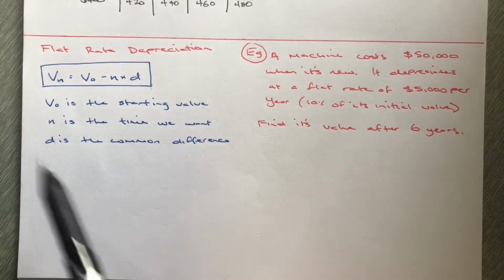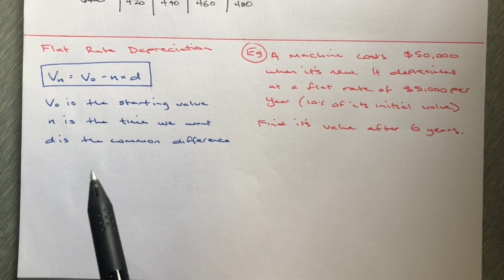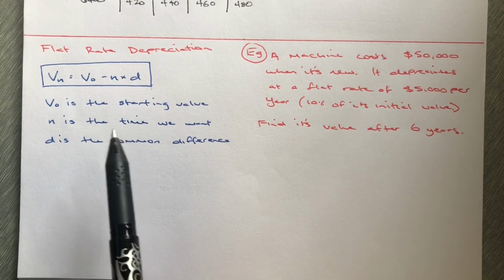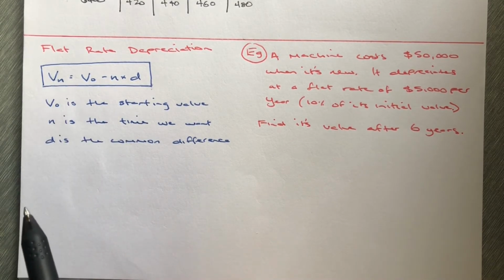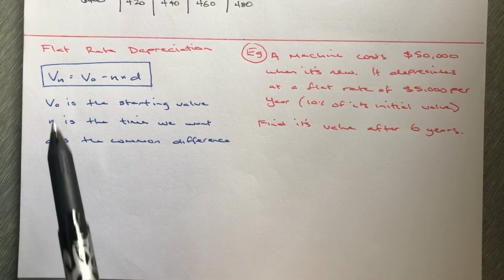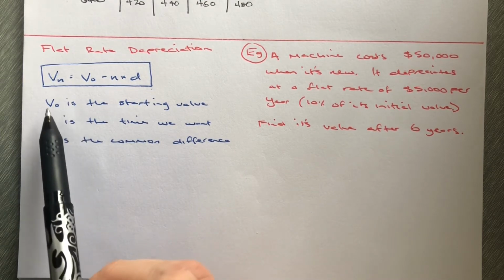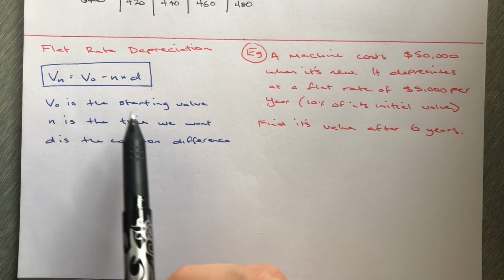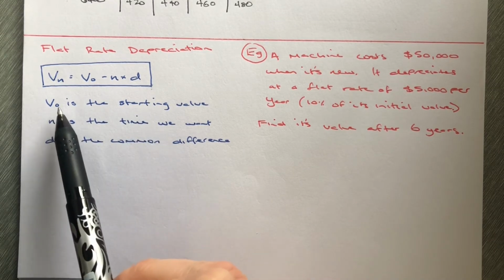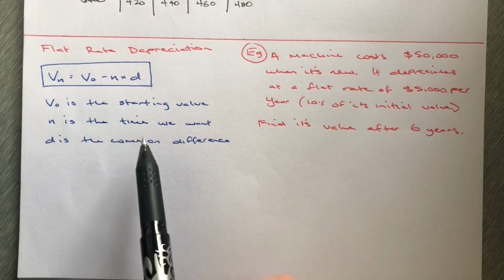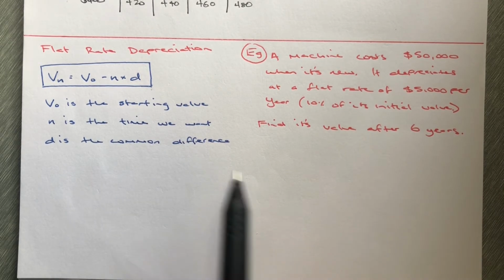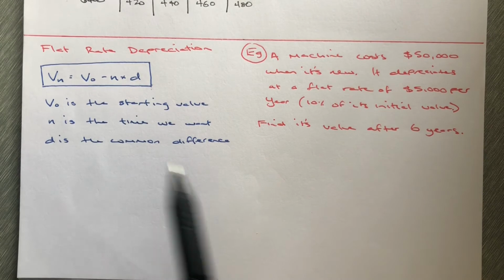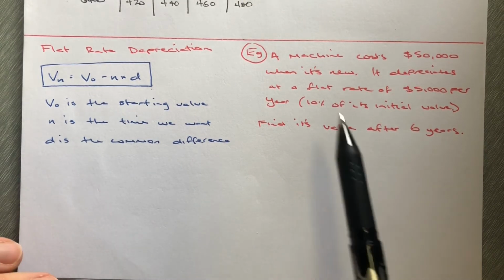Now, there's a rule for this one as well, which I've got written in blue. So again, I've explained what each of the letters mean. Now it's a V there because we're really talking about value. Okay, so it's the value at a certain time. Now V0, that means the starting value, as if the time's 0. N's the time that we're looking at, and D is the common difference. All right. Now let's use this formula here to try and solve this problem.